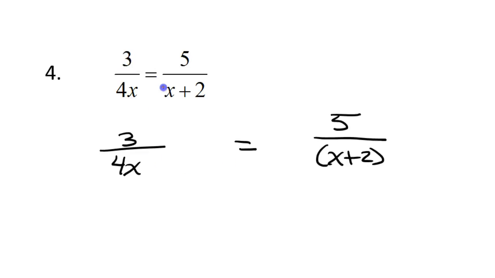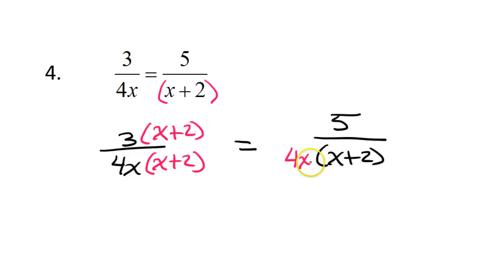Okay, so I see I have an x plus 2 on the right hand side. So I know I'm going to need an x plus 2 on the left. So I'm going to put an x plus 2 in the top and the bottom. So now they both have that. Now the left side has a 4 and an x. It has a 4x. So I'm going to do 4x in the bottom and the top.